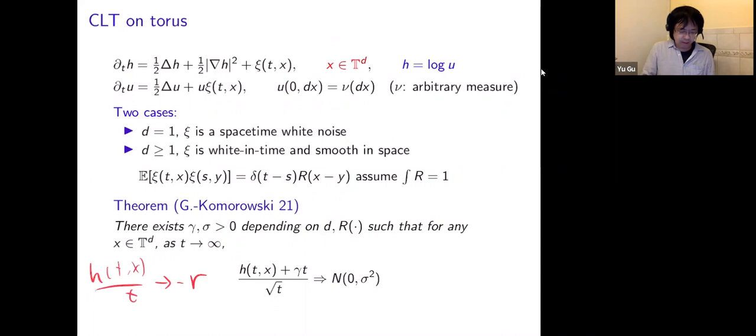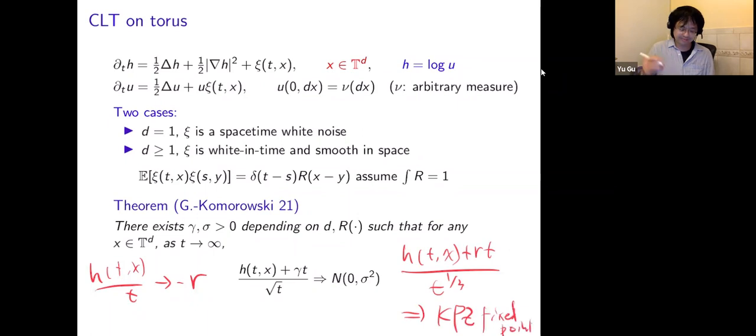And if you compare it with the case of d equal to 1, where we look at the whole line, then you have h(t, x plus gamma t), let's say I also look at fixed x, divided by t to the 1/3, converging to the KPZ fixed point. Here I say t to infinity, so it actually converges to the marginal of the KPZ fixed point. So the difference is the following. The main difference is here.